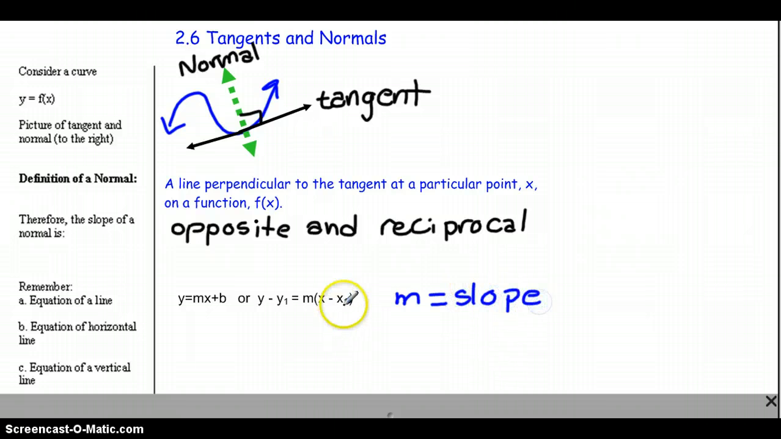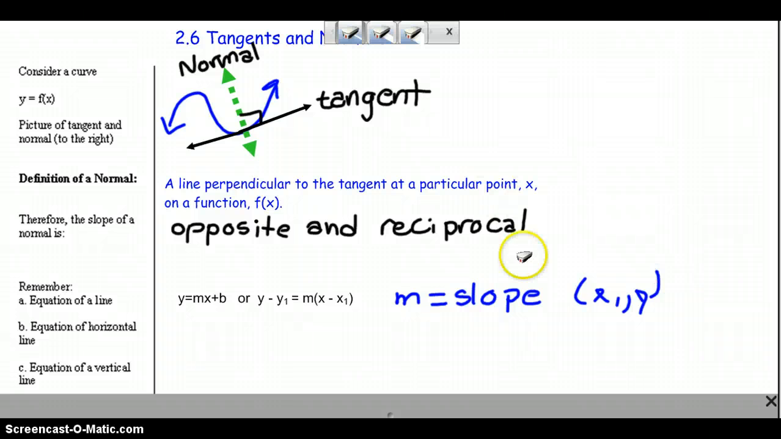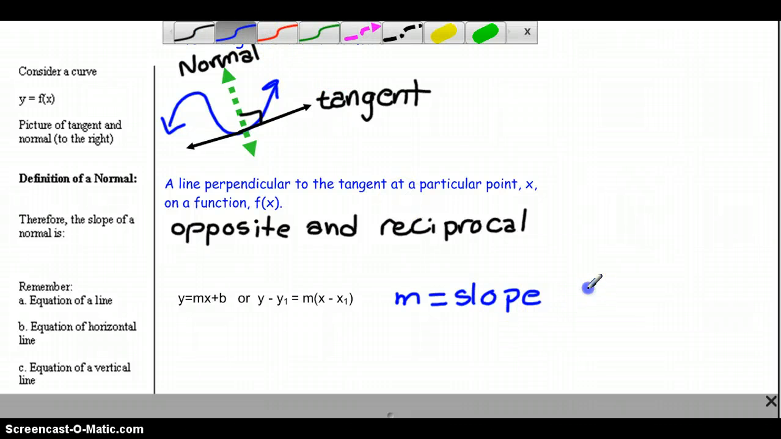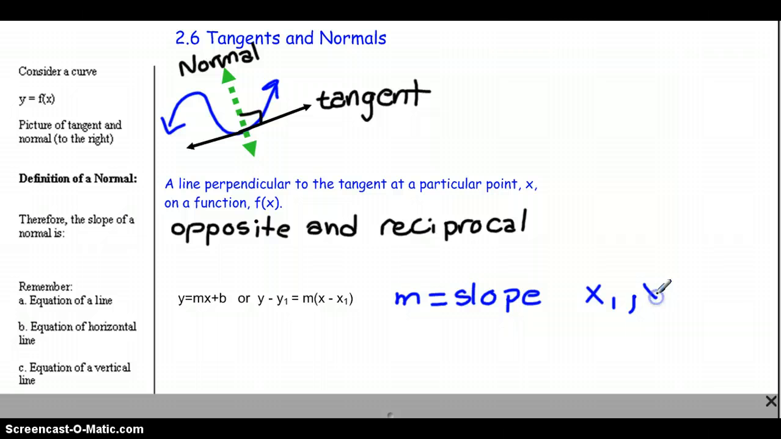And our y1 and our x1, if you did want to use the point slope form, is a point. x1 and y1 is a point on your line. So whichever form that you would prefer to use, sometimes one will be easier than the other. But remember, this is your slope-intercept form, and this one over here is your point slope form. Again, this is just a little revert back to Algebra 1 to bring this all back and fresh in our heads.